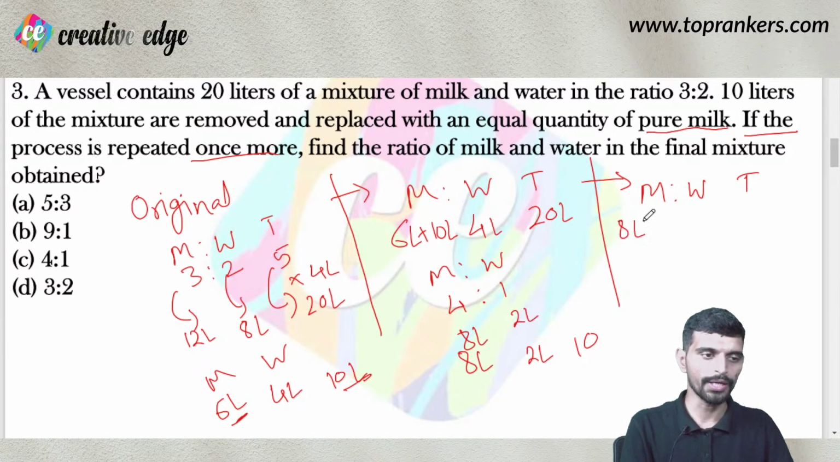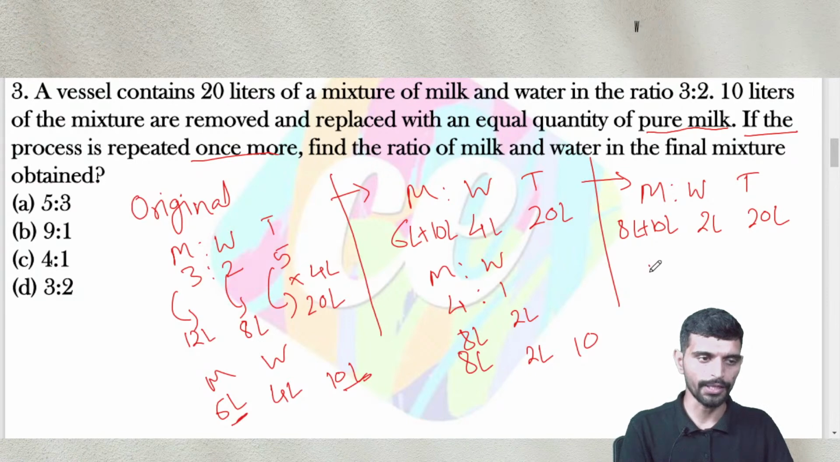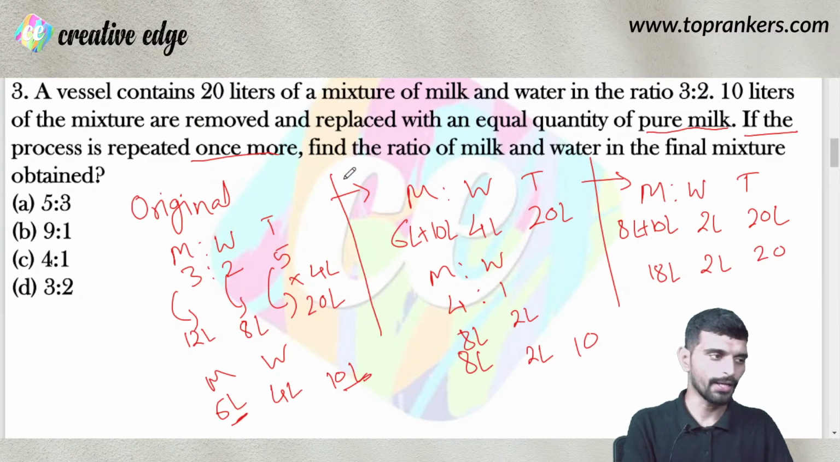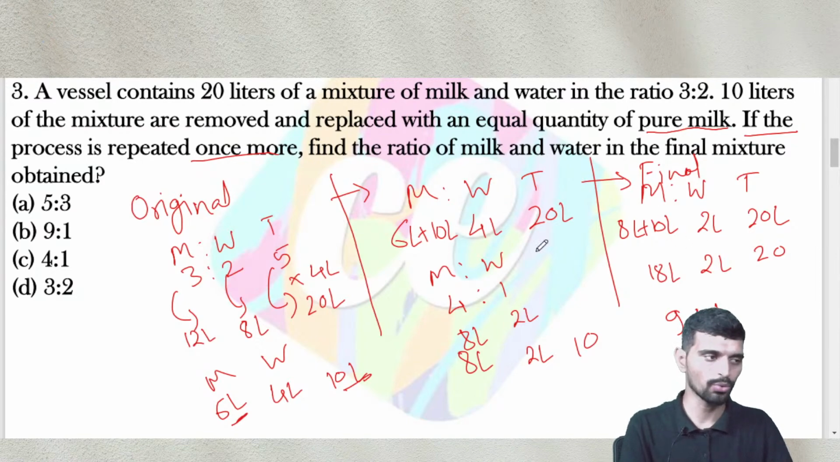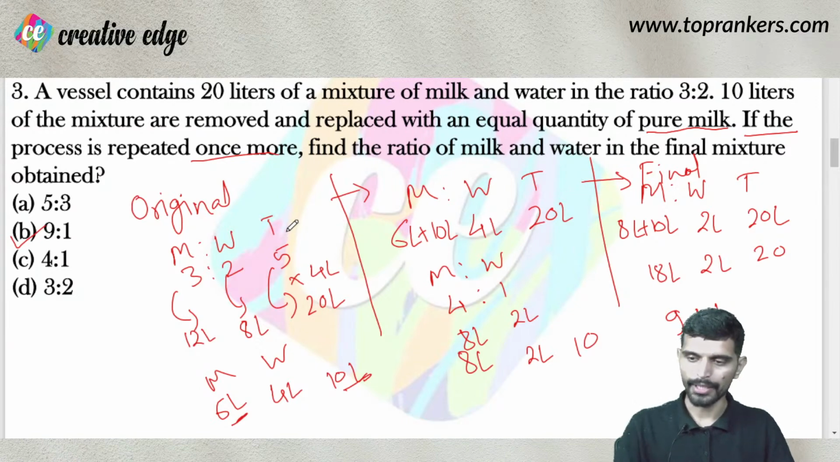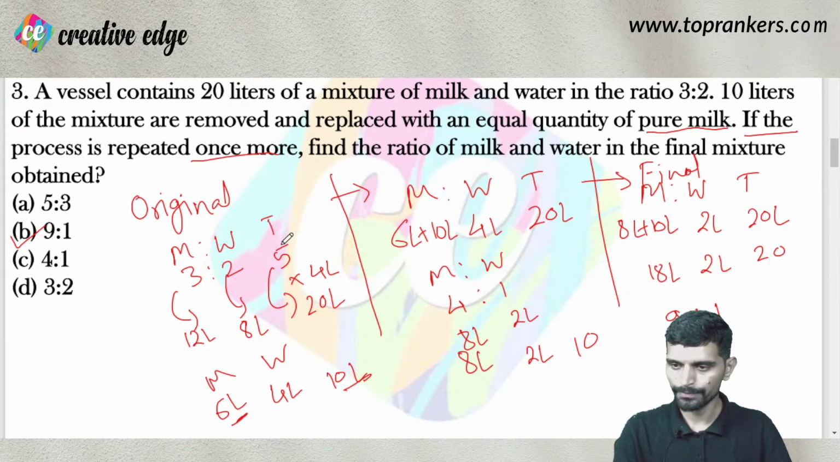Then 10 liters of milk is added. So in the total solution of 20 liters, milk will be 18 liters and water will be 2 liters, and we are asked to find the ratio of milk to water in the final mixture. So this is our final mixture. It contains milk to water in the ratio 9:1. So the answer to question number 3 should be 9:1. Let's move to the next one.